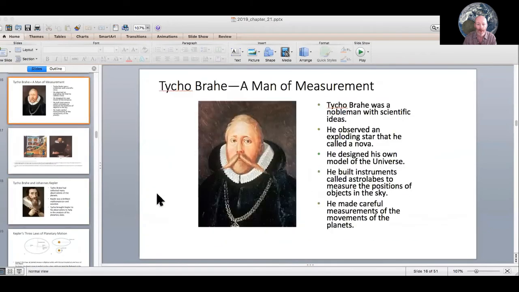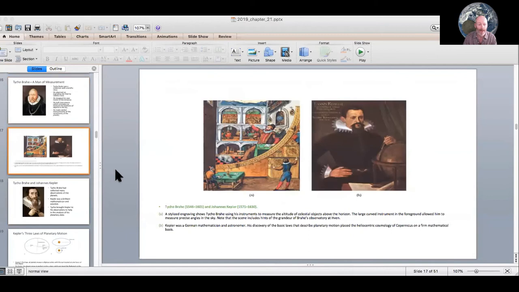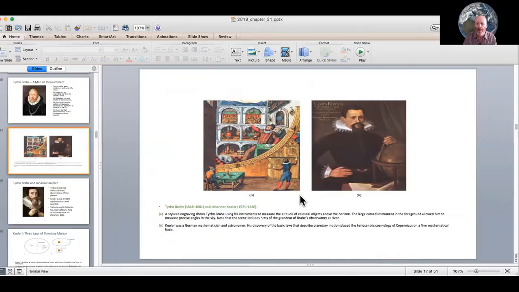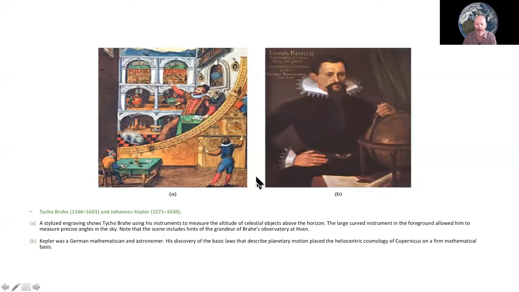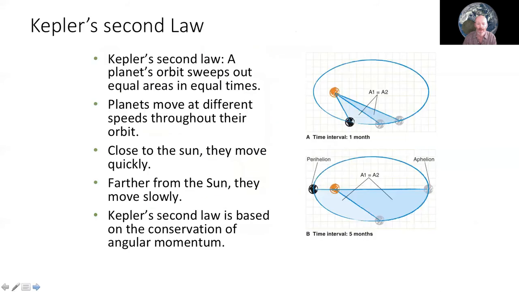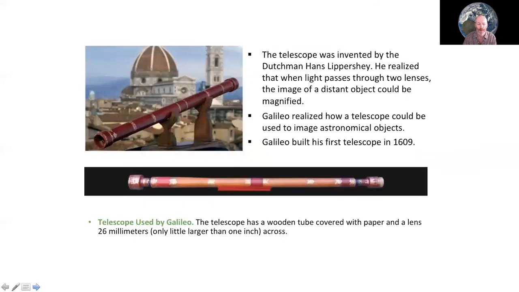We were talking about Tycho and Kepler here. So let's go back to Kepler and Tycho, and we were talking about everything going around not in quite perfect circles.